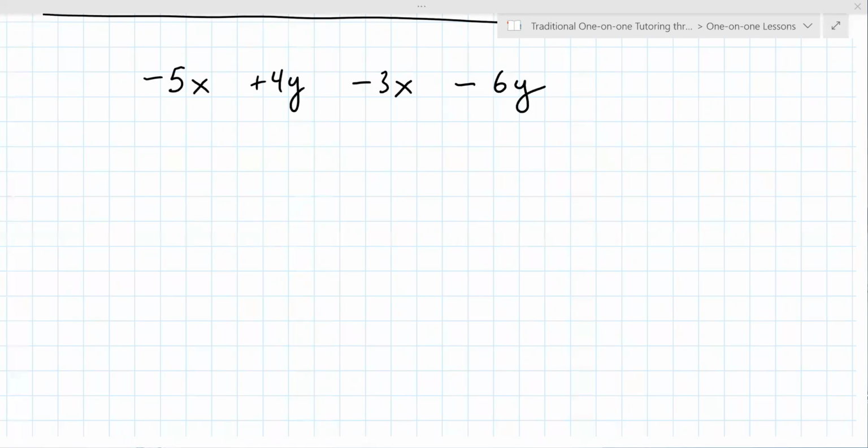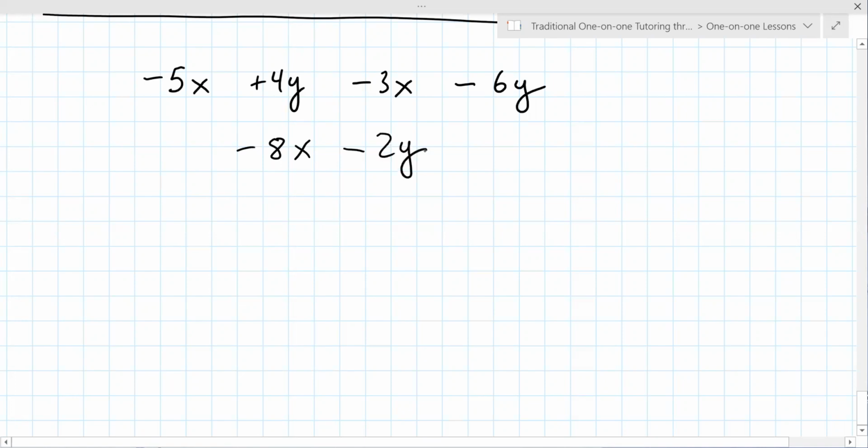Negative 8x, okay, negative 8x plus 2y. This is the correct answer. Yeah, that's what I thought. That's why I knew it. Okay, so again, you're comparing these two, right? And 6 is bigger and it's further from 0.